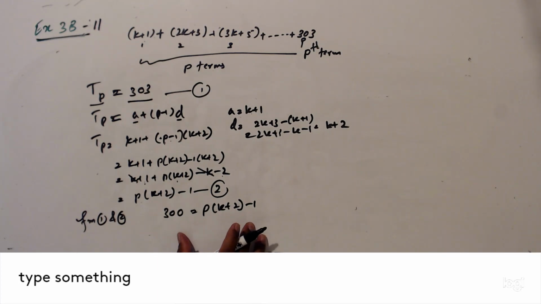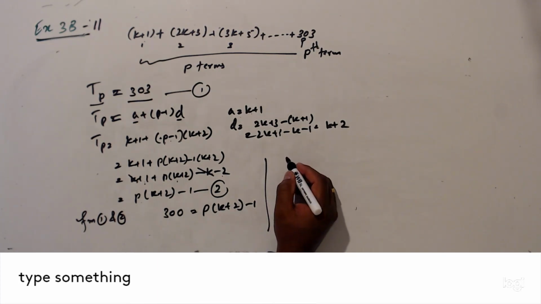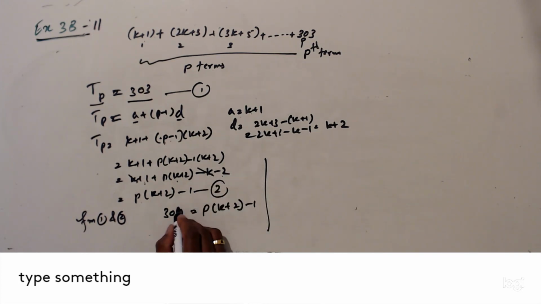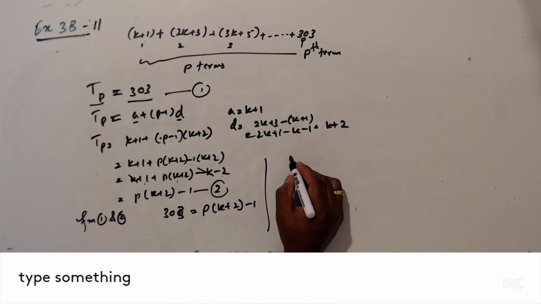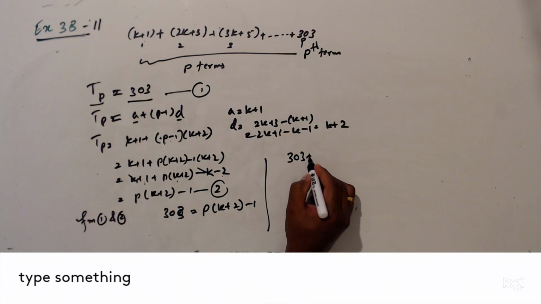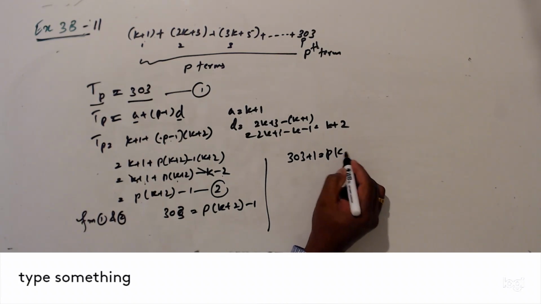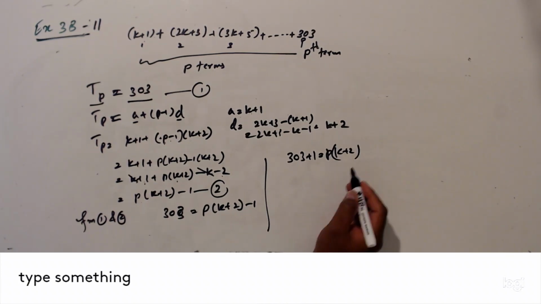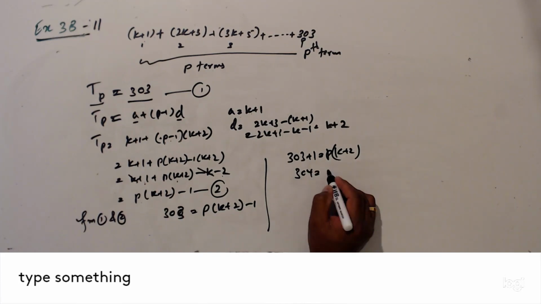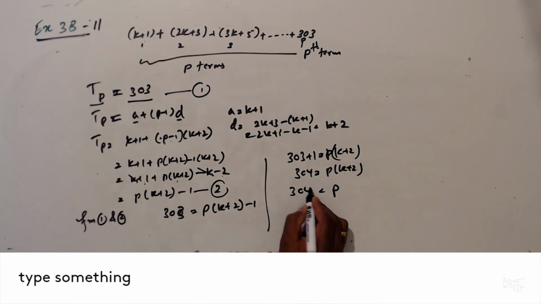Then we'll find p. So bring minus 1 to the other side. This is going to be 303 plus 1 equals p times k plus 2. 304 equals p times k plus 2. So p equals 304 divided by k plus 2.